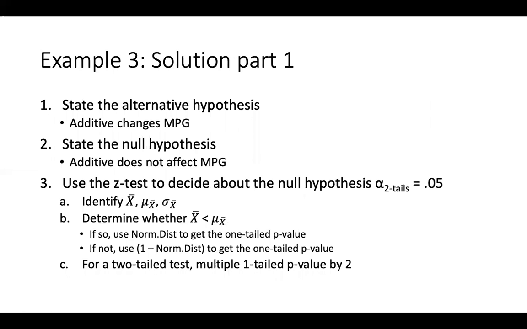So again, even though initially it was phrased as a directional hypothesis, we're going to test it as a non-directional. So we're going to just say the additive changes miles per gallon. The null hypothesis is that the additive does not affect miles per gallon. And we're going to use the z-test just the way we did it before. So we'll use 0.05 alpha again, and we go through our steps. So again, if you want to stop and try to do this again on your own, try it and then look at the results.